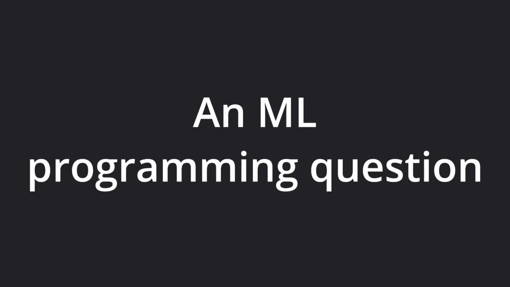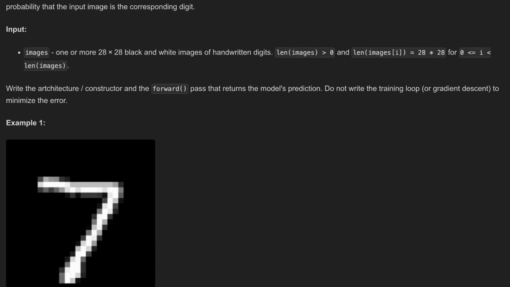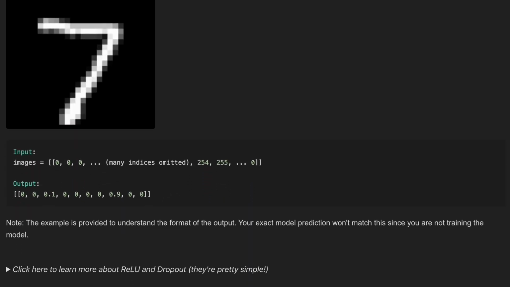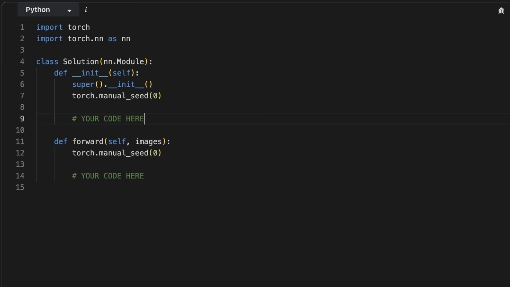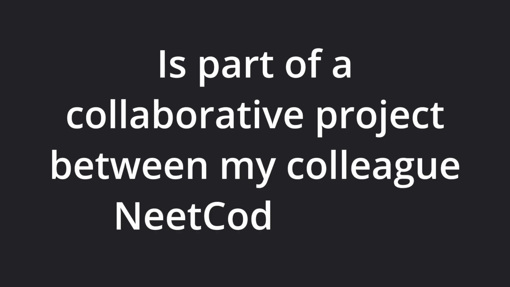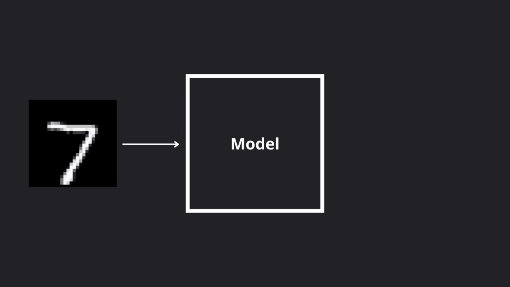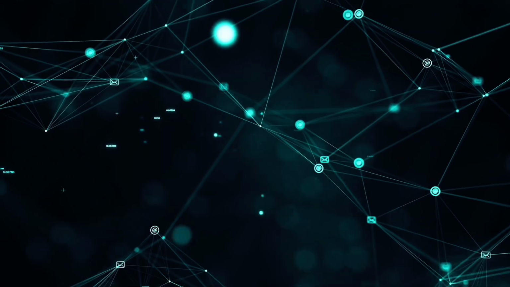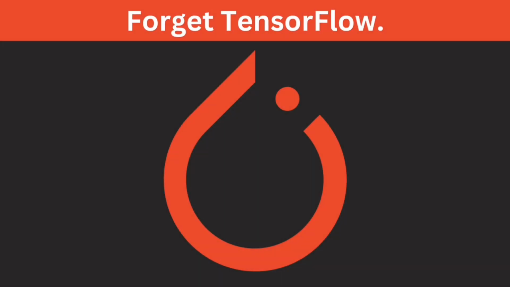In this video, we're going to solve an ML programming question. We can read the problem and an example test case on the left, and write and run our code on the right. In case you're wondering, this programming question is part of a collaborative project between my colleague Nicode and I. The question asks us to implement a model that can classify black and white images of handwritten digits into the correct category. If you're not familiar with neural networks or the PyTorch library, don't worry, we'll do a quick review of both.